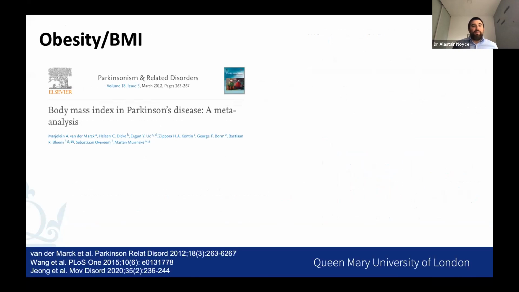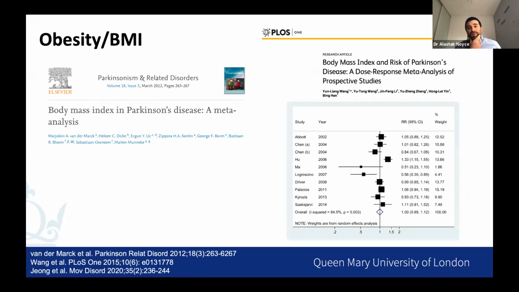What about obesity and body mass index? So this study showed that on average, body mass index tends to reduce over time in people that have a diagnosis of Parkinson's disease. This study looked to see if body mass index changes prior to a diagnosis of Parkinson's disease, and ultimately concluded that there was no evidence to suggest that. I will go on to say why I think body mass index does change prior to a diagnosis of Parkinson's disease, and that I think that there may be a causal link there.